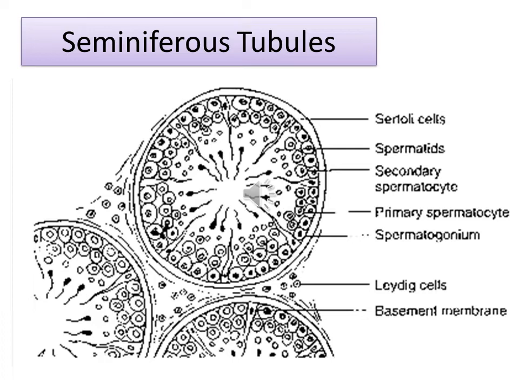Outside or in between the seminiferous tubule, the fluid, it is known as interstitial fluid. These interstitial fluids have aggregates of endocrine cells. These are known as Leydig cells or interstitial cells. These cells secrete androgens. Androgens, it is a group of male hormones, like testosterone, dihydrotestosterone. So all these hormones we will learn afterwards. So this is the seminiferous tubule. Questions will come on this part. Okay. Then let's move ahead.